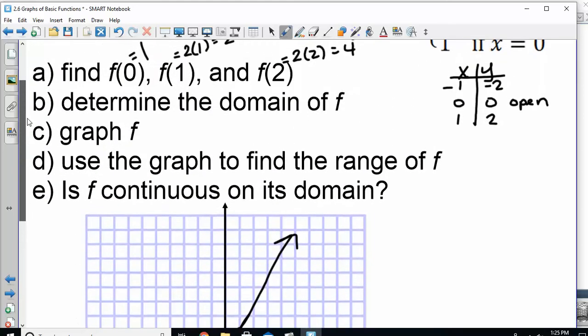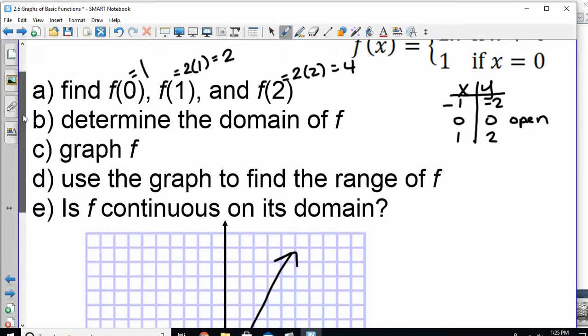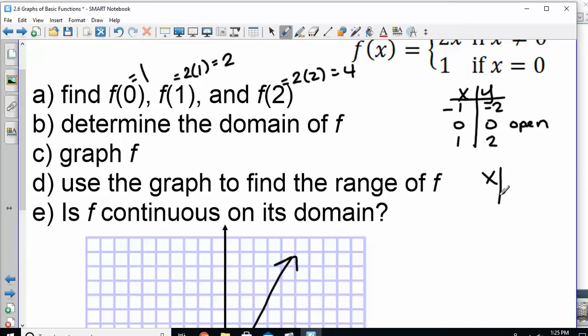For my second t-chart, what do I have to plug in? Just 0, and that's the only thing. And if I put in 0, we get out 1. Okay. So far, so good?